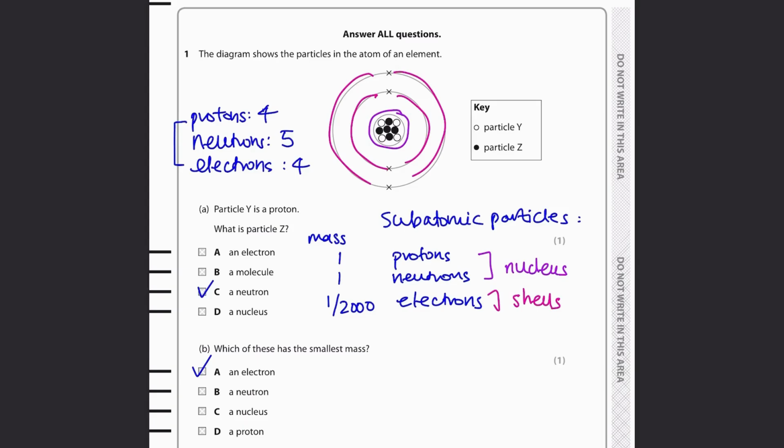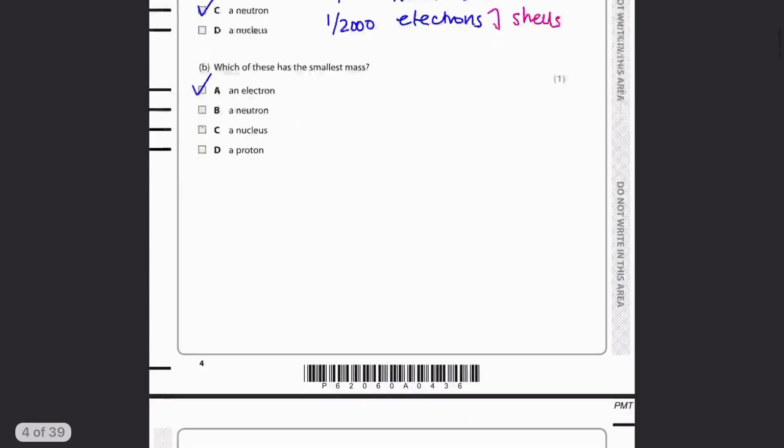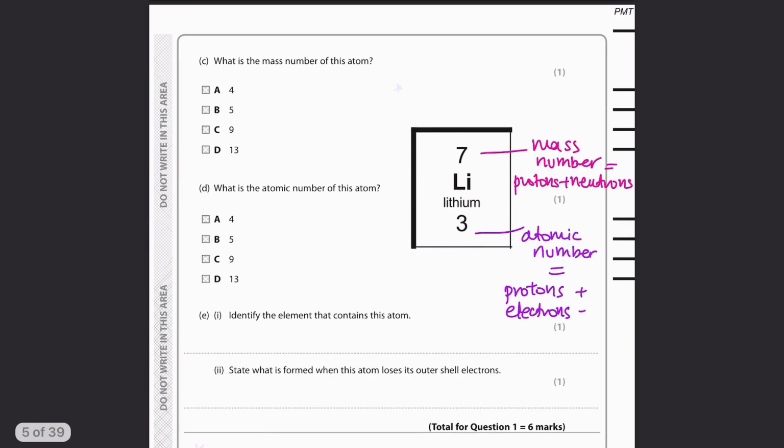So what about the mass number and the atomic number? If you remember, atomic number is equal to the number of protons. So the atomic number is 4. And then mass number, who has mass again? Protons and neutrons, which is 4 plus 5. 9 is equal to the mass number. So mass number would be 9. Atomic number would be 4.